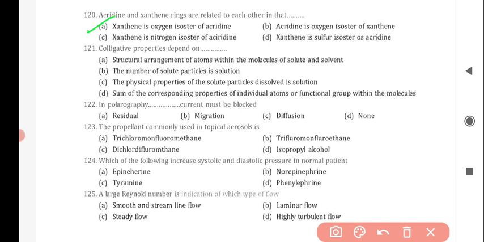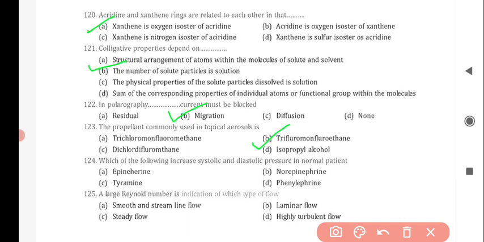Next question is, colligative properties depend on, and the correct answer is option number B, that is the number of solute particles in solution. Next question is, in polarography, what must be blocked? And the correct answer is option B, migration current is blocked. Next question is, the propellant commonly used in topical aerosols is, and the correct answer is option number B, trifluoroethane.